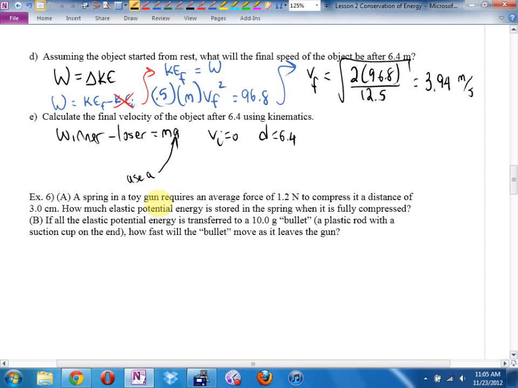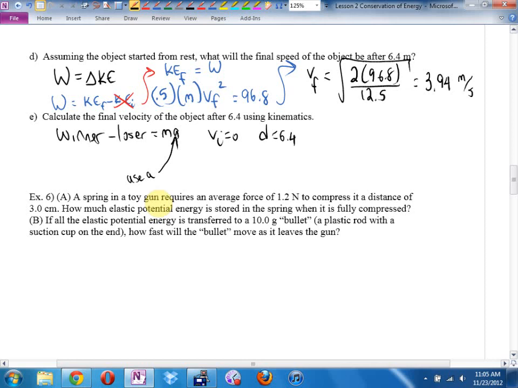Is there a force? Yeah. Is there a distance? Yeah. Have I done work on this toy gun? Yes. I've just given it some stored potential energy. Let's call it elastic energy stored by a spring.